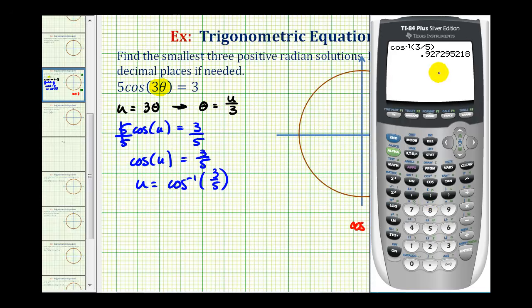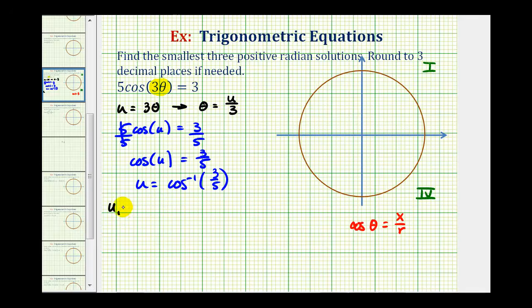Now we are asked to round our solutions to 3 decimal places, but this is actually u, not theta. So we're going to round this to 4 decimal places so we don't have a rounding error when we go back and find theta. So one solution for u is approximately 0.9273. So we'll call this u sub 1. Now let's go ahead and sketch this angle in the first quadrant.